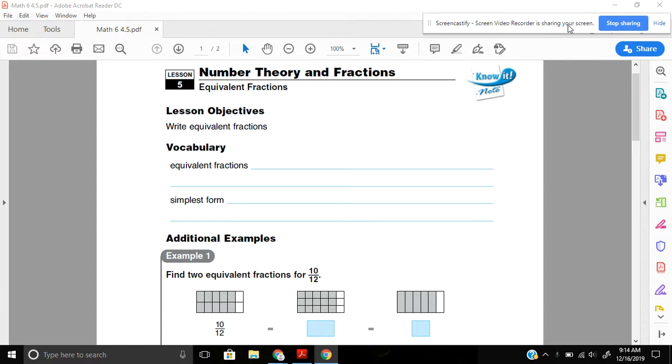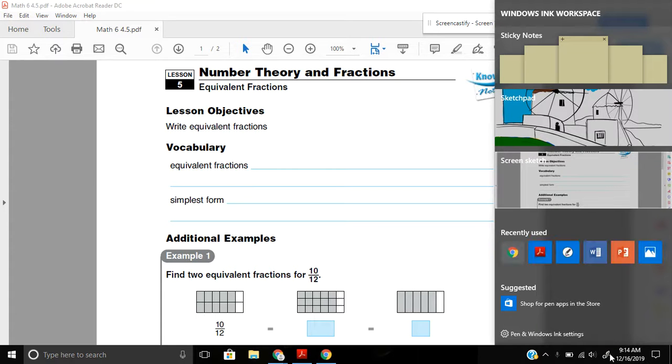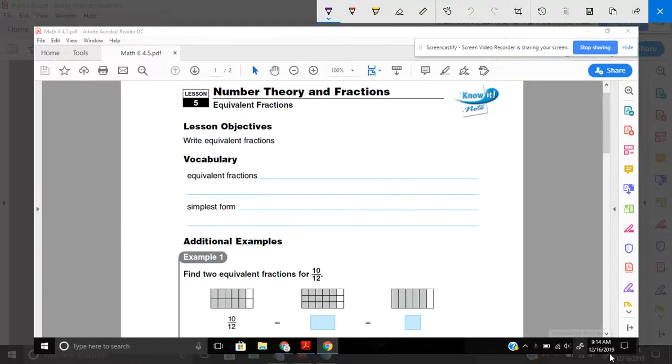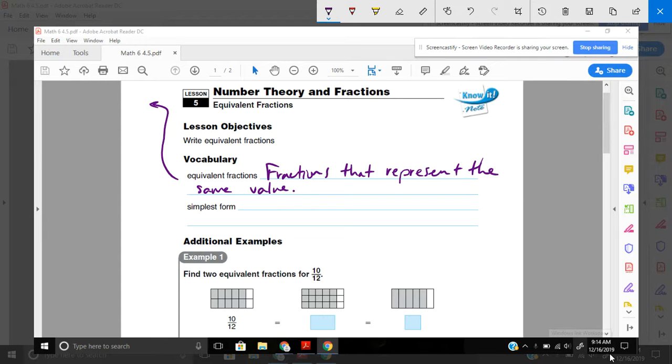Okay, so let's start by defining a few vocabulary words. Our first one is equivalent fractions, and equivalent fractions are fractions that represent the same value.